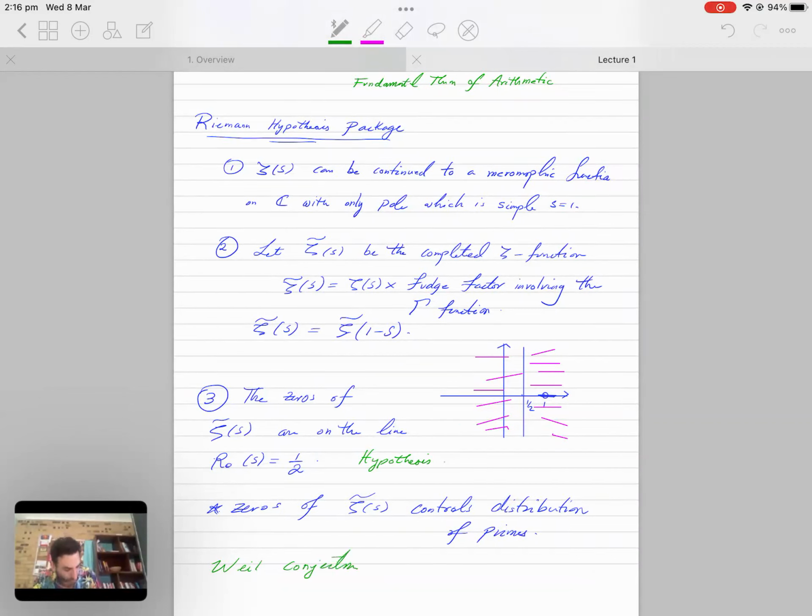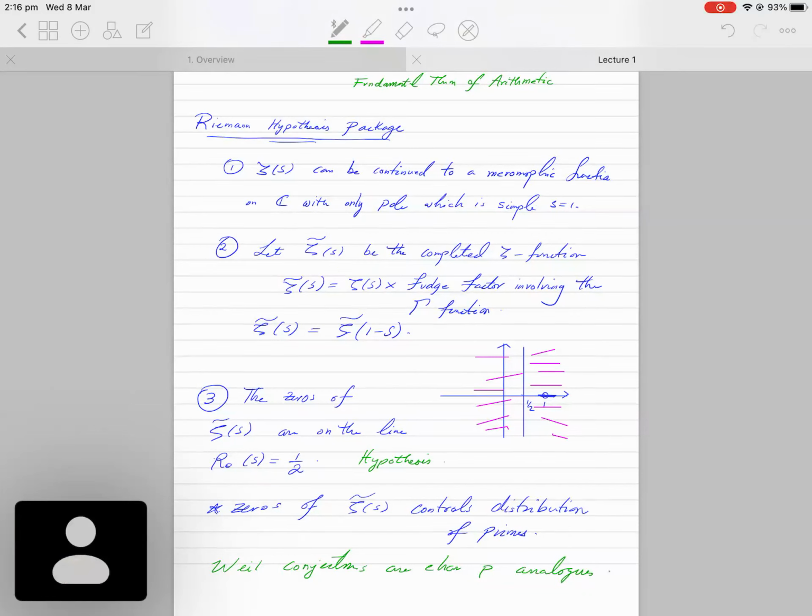Which are all proven, are characteristic P analogs of the above package. Okay. Any questions or comments? All right.